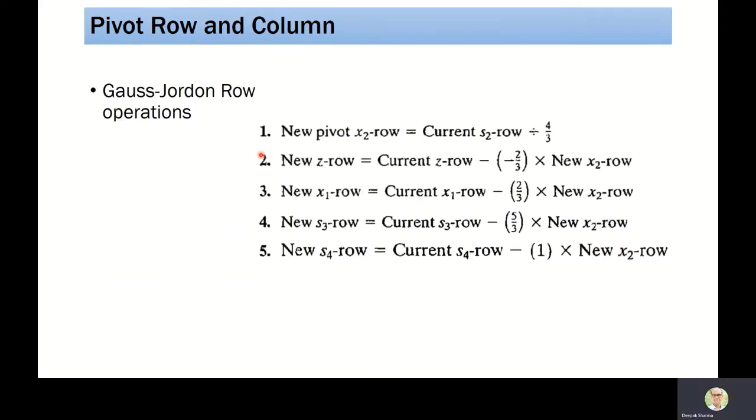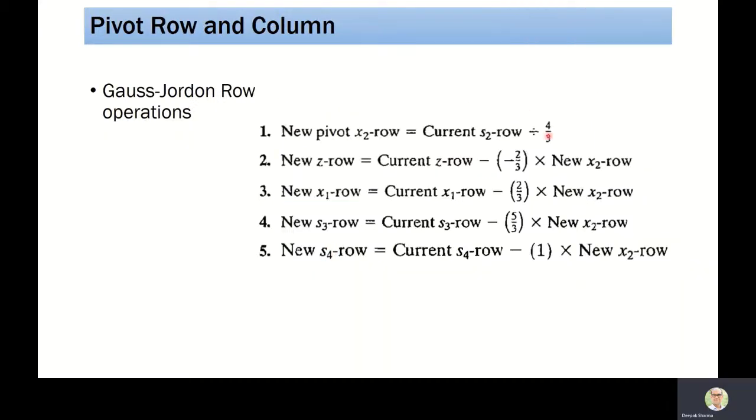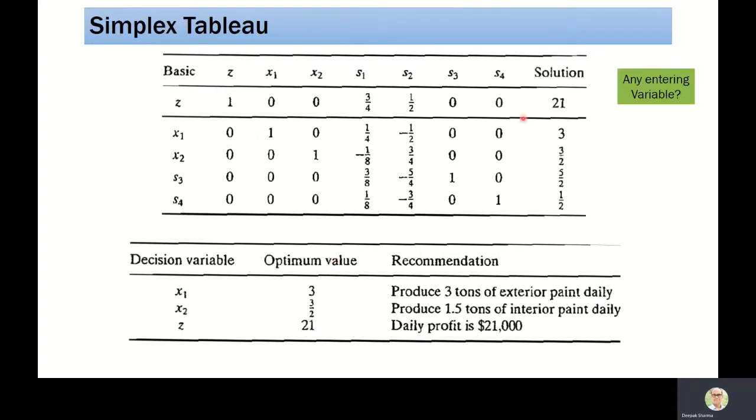Now quickly I'm showing you the Gauss-Jordan row operations. So first we will be doing the pivot row operation, which is divided by 4 by 3. As you can see, the pivot element in the current table is 4 by 3. Then we will be performing the rest of the operations for the Z row, X1 row, S3 row, and S4 row, and we get this table. Now once it is done, second iteration is over.